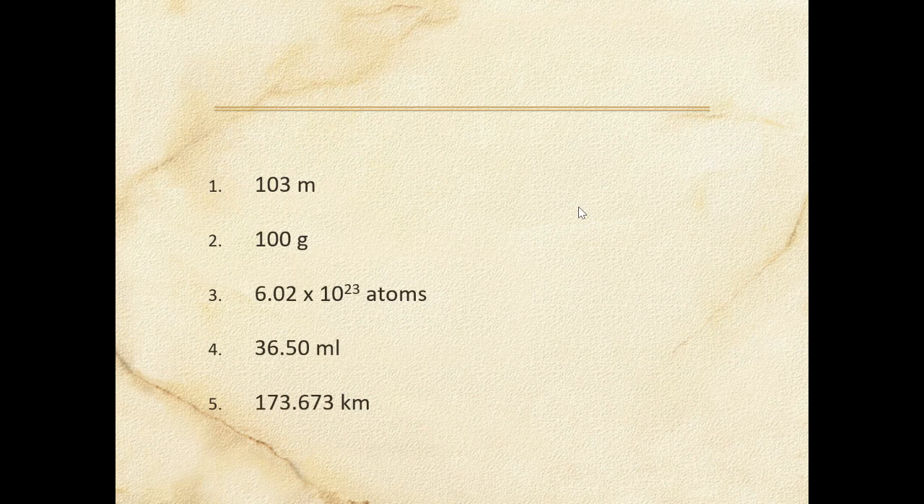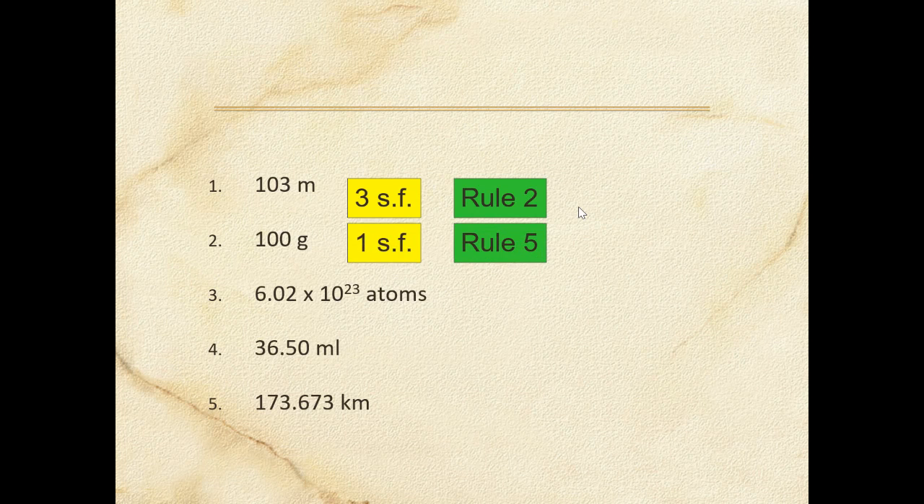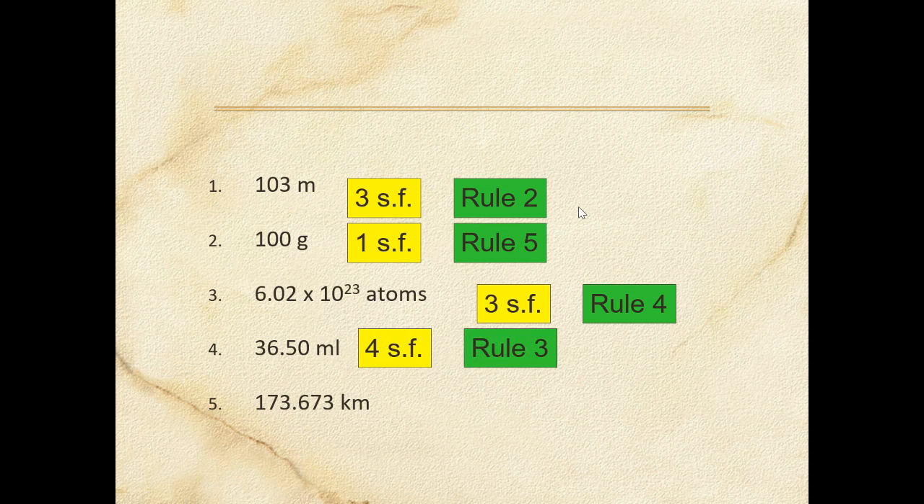To practice, 103 meters, that is 3 sig figs, and that is based off of rule number 2. The 0 is sandwiched between 2 sig figs. 100 grams, there is only 1 sig fig, and that is because of rule 5, that the zeros are placeholders. 6.02, there are 3 sig figs, and that's from rule number 4, saying that all coefficient values are significant. The next one, there are 4 sig figs, and that is based off of rule 3.